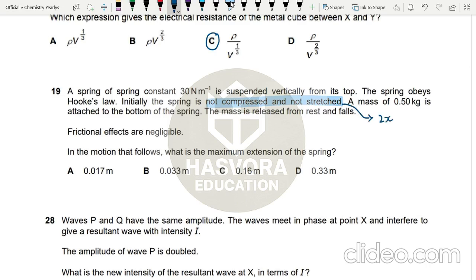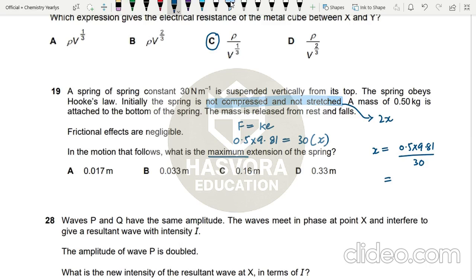So a mass of 0.5 kg is attached to the bottom of the spring. The mass is released from rest and falls. Frictional effects are negligible. In the motion that follows, what is the maximum extension? You can see it is asking about the maximum extension. So we know the formula is F equals Ke. The spring constant is 30 Newton per meter, but for the force we have to multiply 0.5 into 9.81 because force is equal to mg, and then we have the 30, and then we have the extension. You can also say x, or you can also write e. Now x will be equal to 0.5 into 9.81 divided by 30.